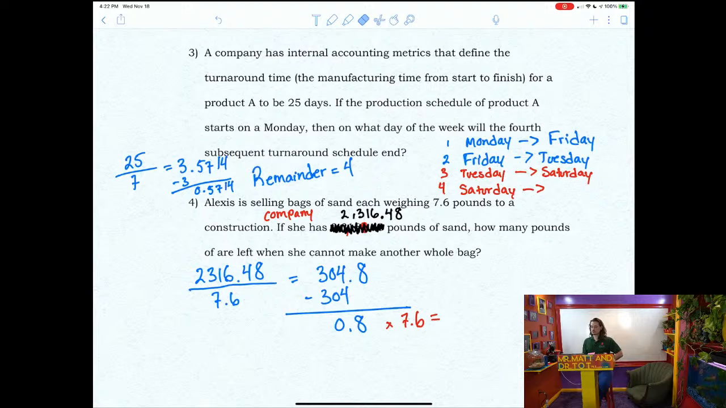Okay, so for number 3, I filled in a few other entries for the third schedule. Notice that the second turnaround schedule ended on a Tuesday, so we're going to start the third schedule on a Tuesday. That means it's going to go 3 weeks and 4 more days. So from Tuesday, we're going to go Wednesday, Thursday, Friday, Saturday. So the third turnaround schedule is going to end on a Saturday. That means the fourth schedule is going to start on the Saturday, go 3 weeks and 4 days more. So from Saturday, Sunday, Monday, Tuesday, Wednesday. Our answer here is going to be Wednesday.